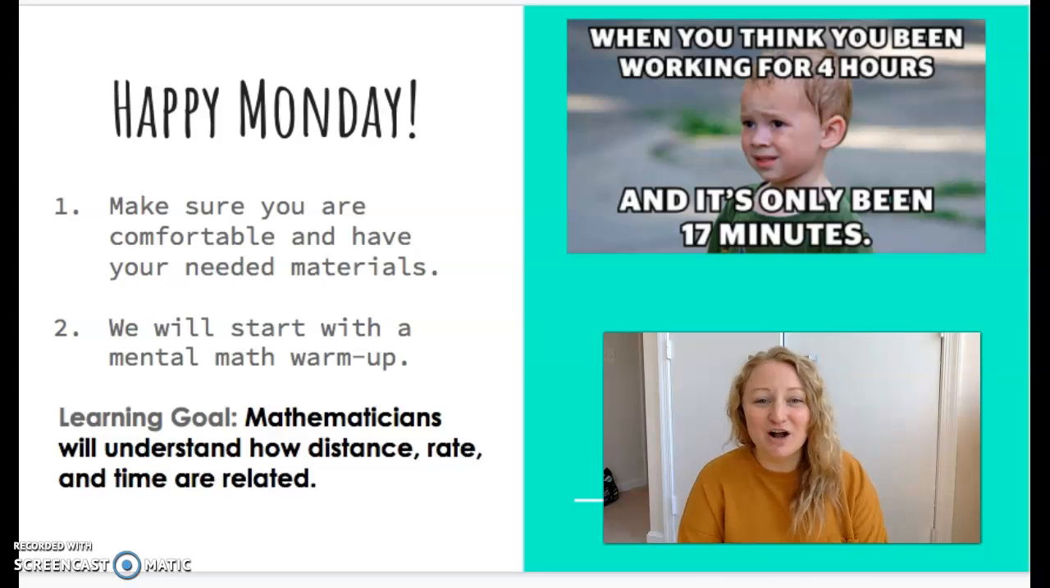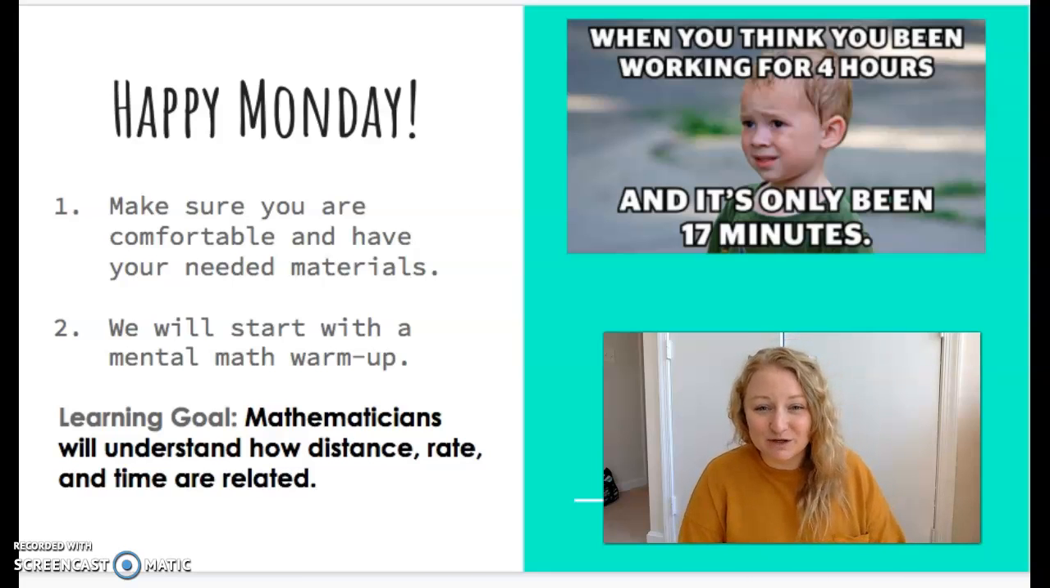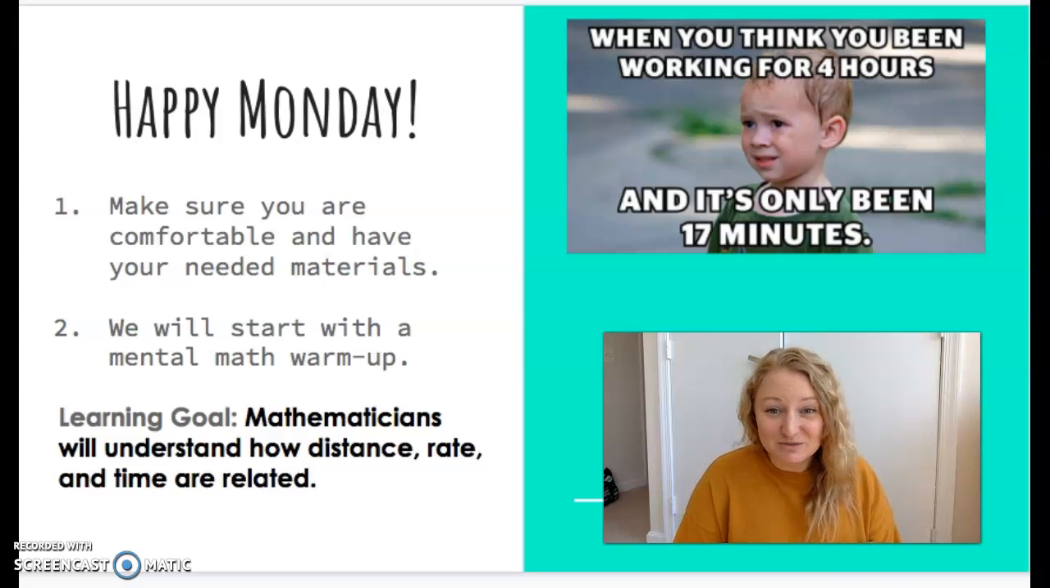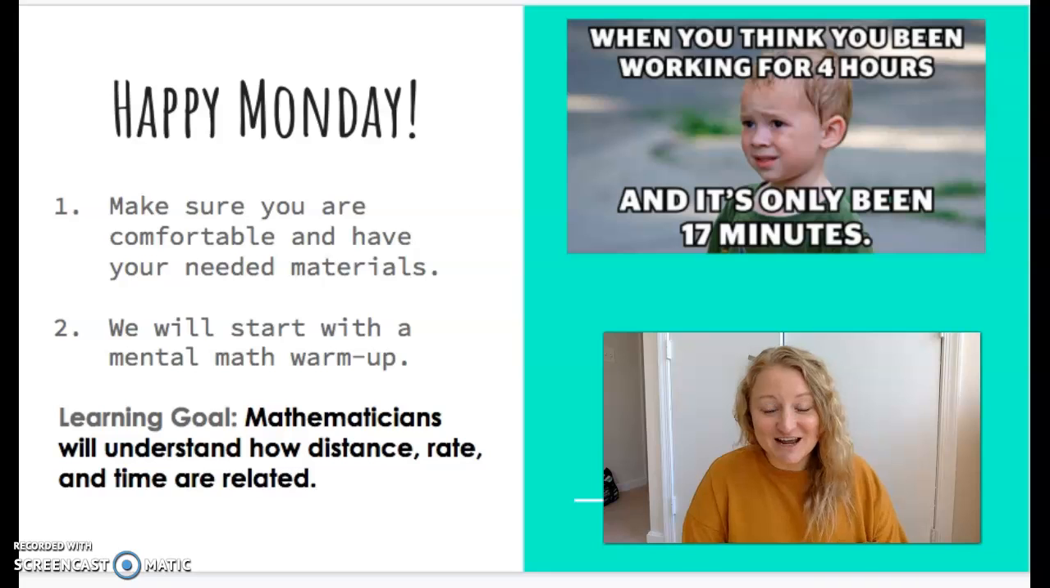Make sure you are comfortable, you have your materials. Hopefully by now you found a really good working space for you. I actually move my working space around. Sometimes I sit on the floor, like right now, just to sit on a hard surface. Sometimes I sit at the kitchen table. Sometimes I sit on the couch if I'm just reading through emails. So make sure you're in your good space, and we're going to start with a mental math warm-up.